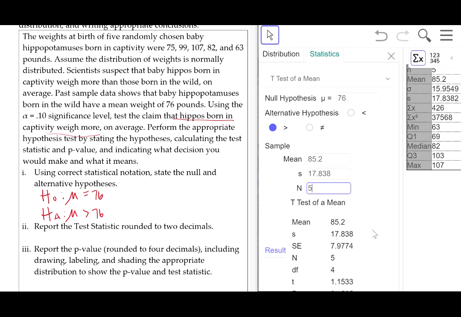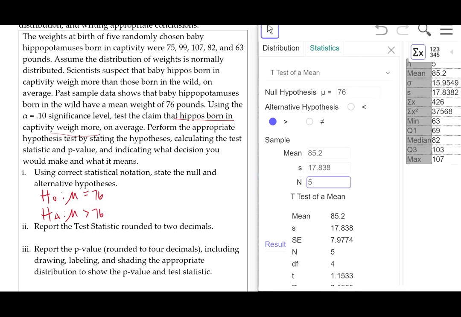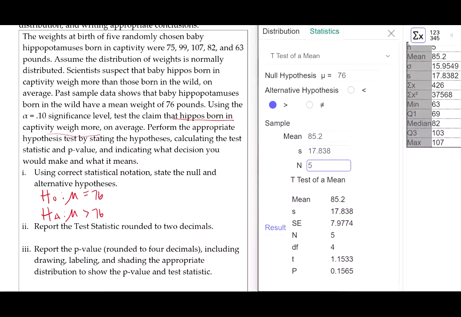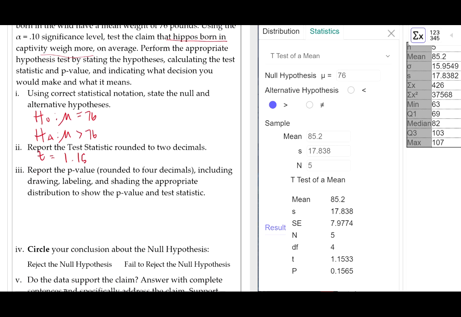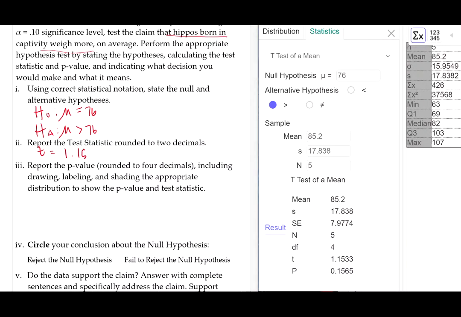Okay, here is our, let me scoot this up a little bit so we can see all of the output. Here's our test statistic. The t is 1.15, and our p-value is given right below it. So first let's enter the test statistic, which is t equals 1.15, rounded to 2 decimal places. And then next it asks us to report the p-value rounded to 4 decimal places. So our p-value is 0.1565. We can see it right below the test statistic.